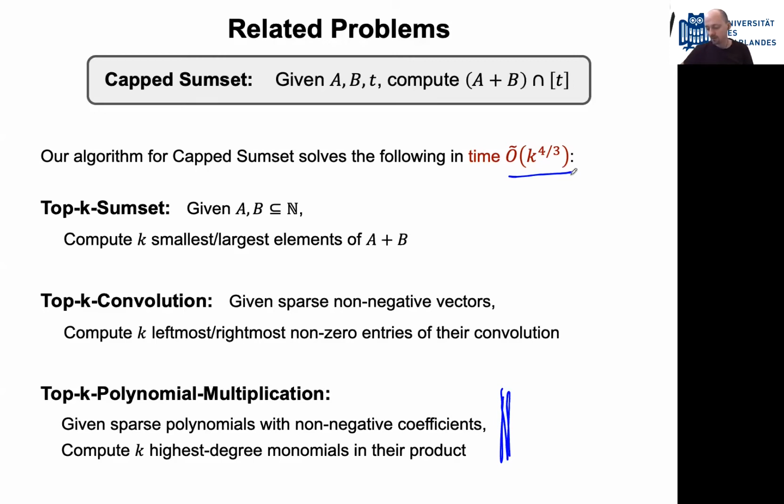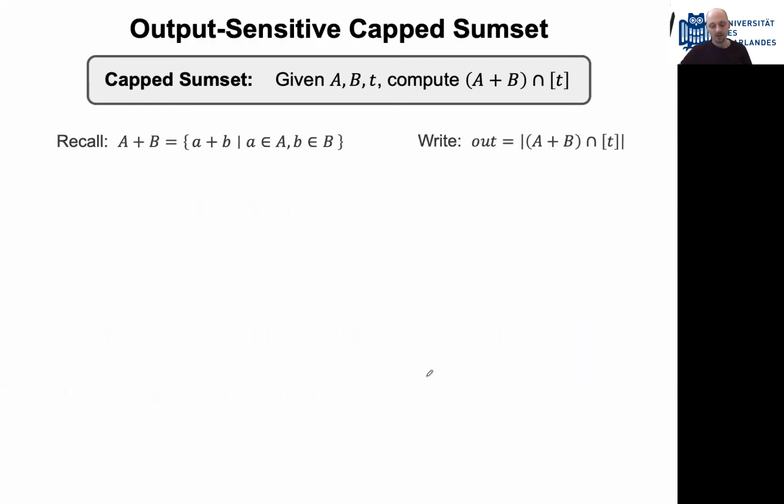Right, so this Top-k polynomial multiplication and Top-k Convolution are basically equivalent. And Top-k Sumset and kept Sumset are also basically equivalent. The Top-k Convolution is a bit more general, but our algorithms can be extended to this setting. Okay, that was a bit more motivation for kept Sumset.